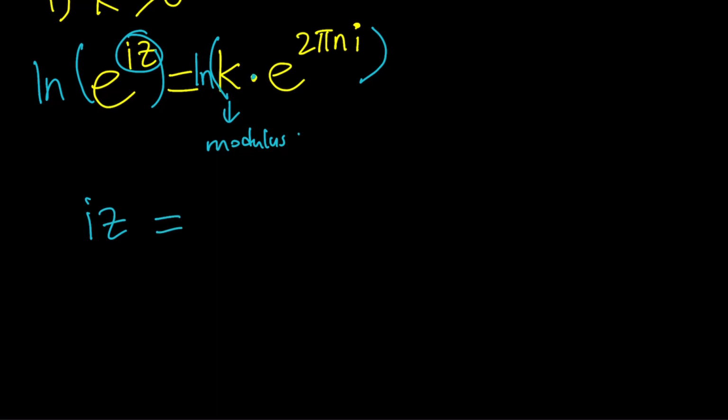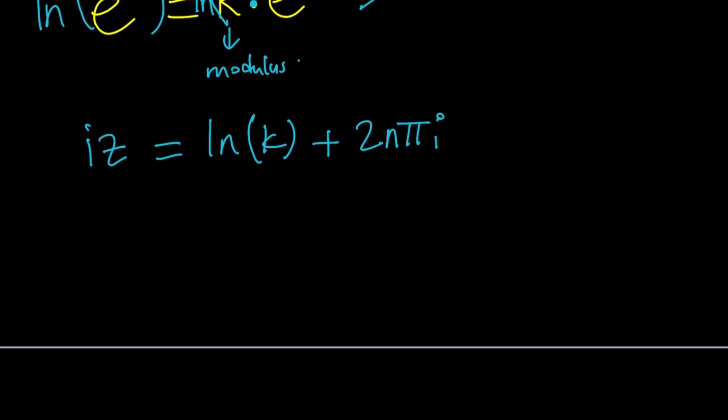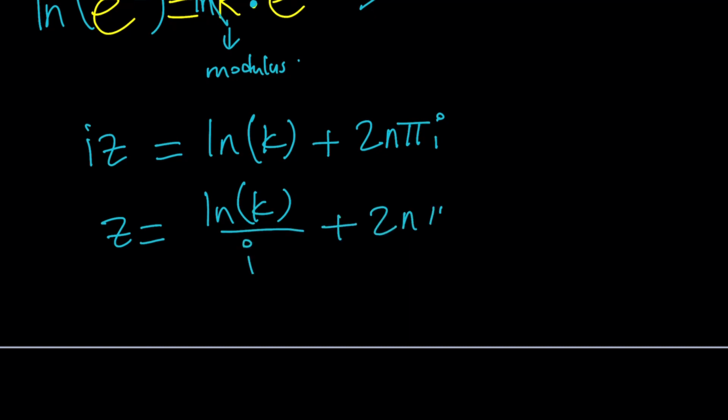And then this is the ln of a product. So that's going to give you a sum of two ln's, ln k plus ln e to the power of something. That's just going to be 2 pi n i, or we can write it as 2 n pi i. Same thing. Okay, so we're supposed to solve for z. Let's go ahead and divide everything by i. And if we do that, we're going to get ln k over i plus 2 n pi i over i, which is going to give us 2 n pi.